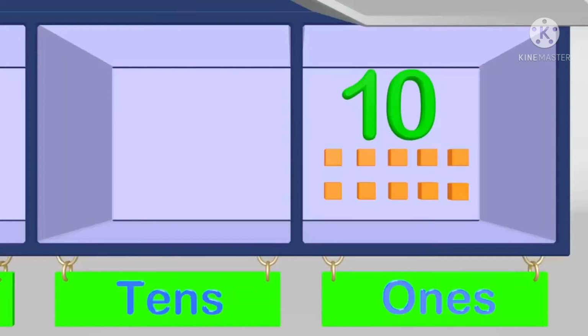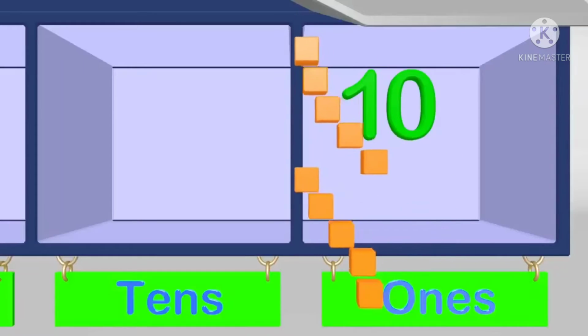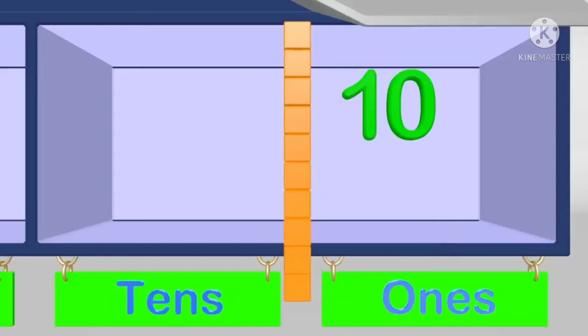Watch what happens to the blocks when there are 10 of them in the ones place. All of the 10 ones blocks stuck together to form what we call a tens block. This is a group of 10 ones called a 10. Why do you think we call this a 10? We call it a 10 because this tens block is made up of 10 ones blocks.